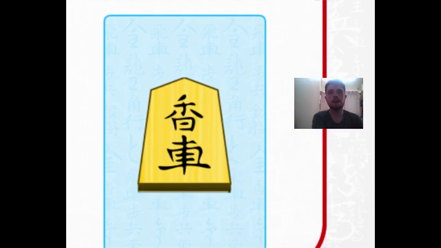Okay, so this piece is called a lance. In Japanese, kyosha. Kyosha can move forward only. However, the player can choose how far. When you get to the other side of the board, you can promote it, so it becomes more useful and can unleash pretty wicked strategy upon the opponent. Okay, let's look at the next piece.